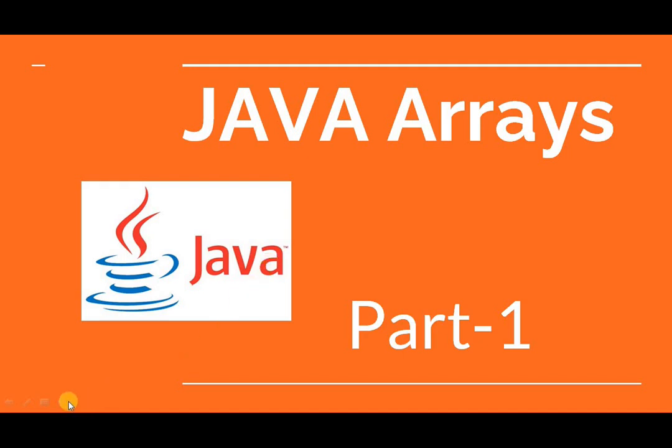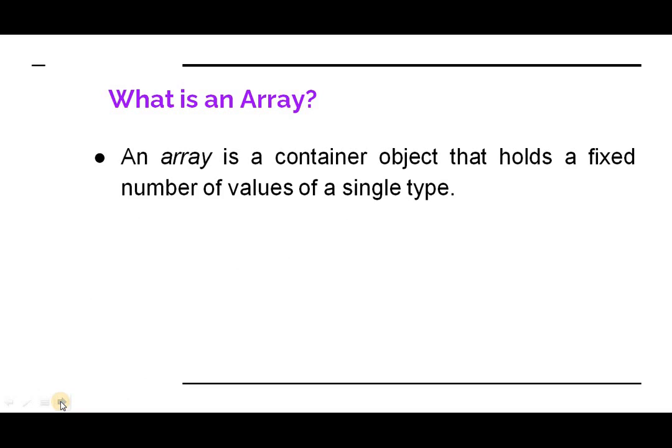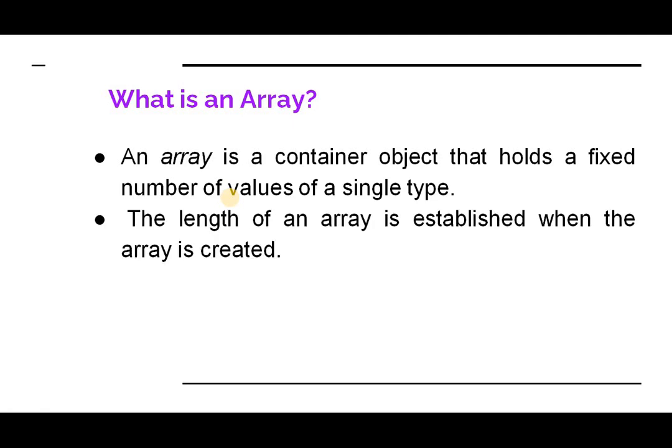Now let's go to understand what is an array. An array is a collection of elements, or we can say an array is a container object that holds a fixed number of values of a single type. The length of an array is established when the array is created. After creation, its length is fixed. That means once the array is created, its size cannot be increased or decreased.